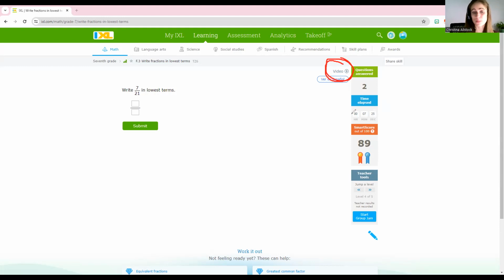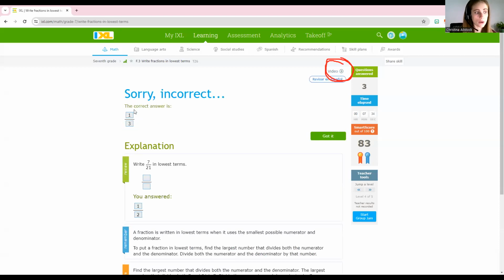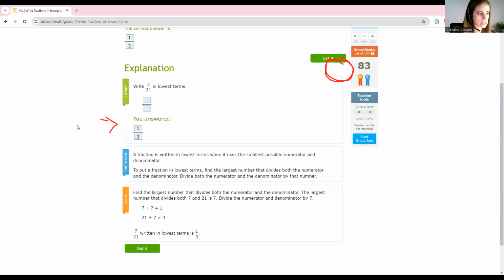And then as always, remember, if you get a problem wrong, actually, I'm going to get this problem wrong real quick. I know it can't be 1/2. I'm just going to put that in. It will not only tell you what the correct answer is, but if you scroll down, you can see in both word form and then in example form how to solve it correctly. So it's a great way for you to read through, compare, see what you did wrong, and then hopefully learn from that mistake.